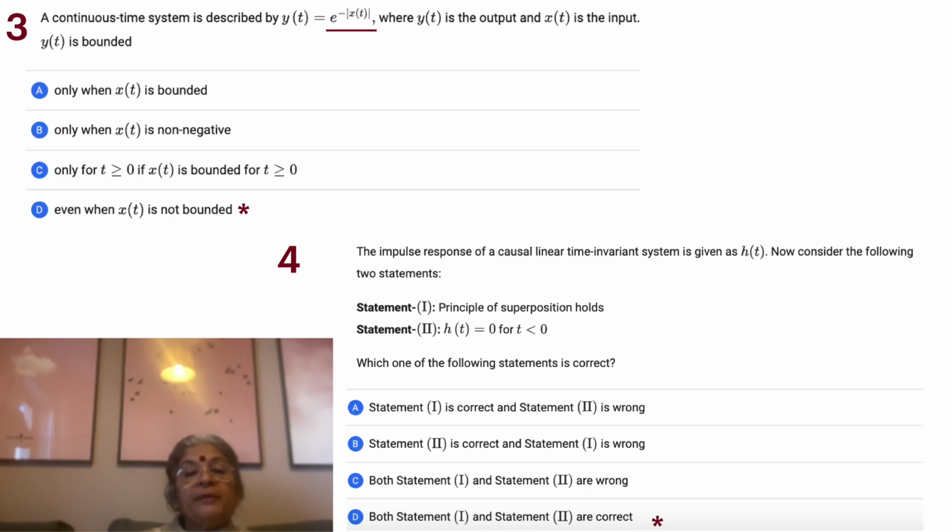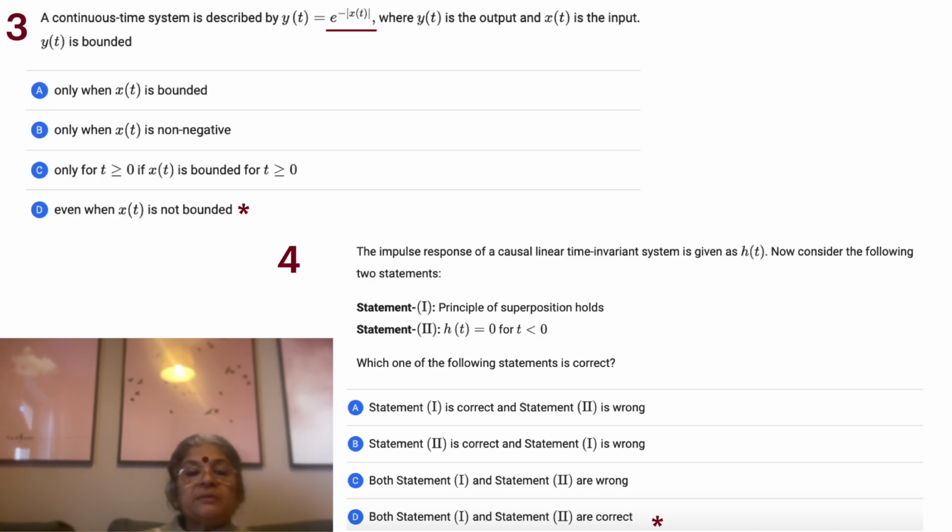Now we have a problem here in the sense that we have the system y(t) equal to e raised to minus the absolute value of x(t). So if x(t) is negative, e raised to minus the absolute value of x(t) is still positive. And what is the speciality of e raised to minus the absolute value of x(t)? Whatever be the value of x(t), be it positive or negative, since we have taken the absolute value, it's always going to be a decaying function. So whatever be the value of x(t), we are going to have a bounded output. And that's what is asked.